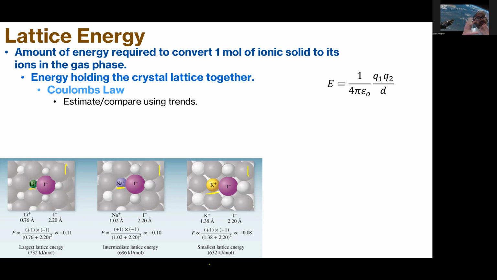Okay. We just want to think about the trends as we're doing this. If the charges are bigger, the lattice energy is bigger. If the distance is bigger, the lattice energy is smaller. You can estimate the distance in your head by thinking about the trends that we talked about in terms of ionic size. Okay. Hopefully that makes a little bit of sense.